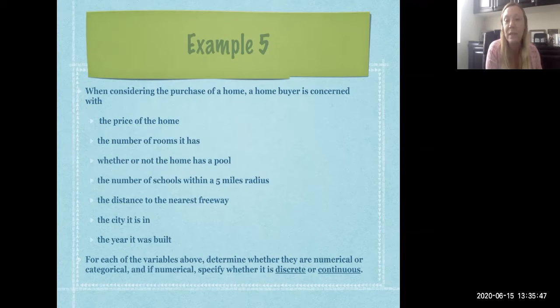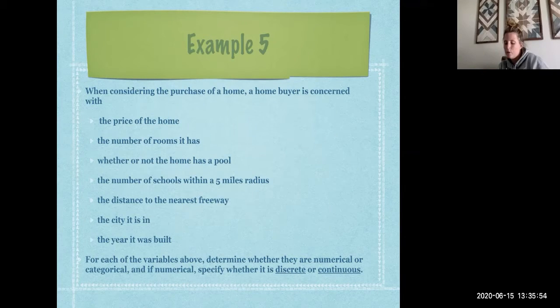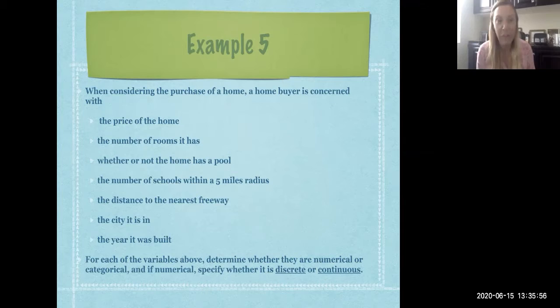The number of rooms it has. So the number of rooms it has, Mackenzie, what do you say? I say numerical and discrete. Perfect. Exactly, right? This one's a lot easier to determine, right? You wouldn't say that there's like 2.575 rooms. Okay, perfect. What about whether or not the home has a pool, Samantha?